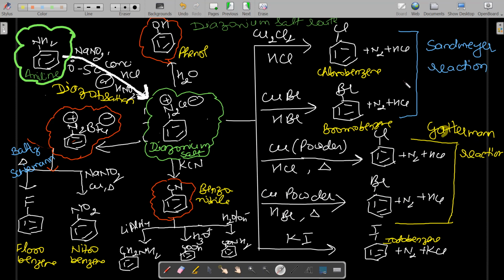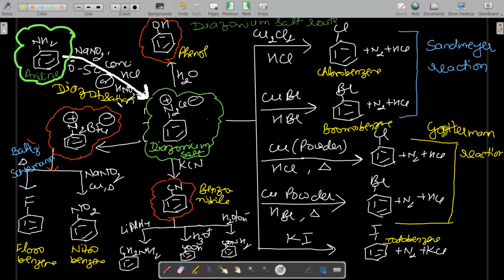So what is the difference between Sandmeyer and Gattermann? Because these two are name reactions, and in both cases we get the same product from the same reactant. The only difference is that here we are using copper halide and here we are using copper powder. Everything else remains the same. So in a conversion, you can use either of the reactions.